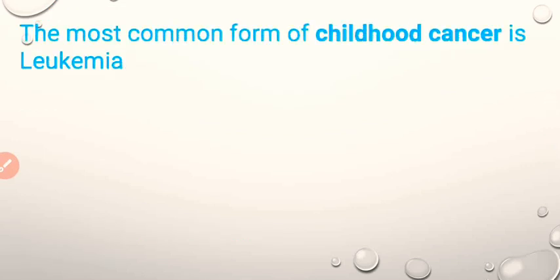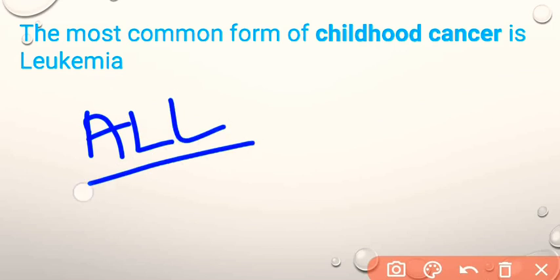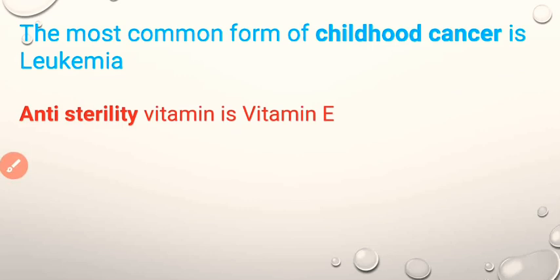Next, the most common form of childhood cancer is leukemia. The main leukemia in a child is acute lymphoblastic leukemia. This is the most common leukemia in children. Next, the anti-sterility vitamin is vitamin E.